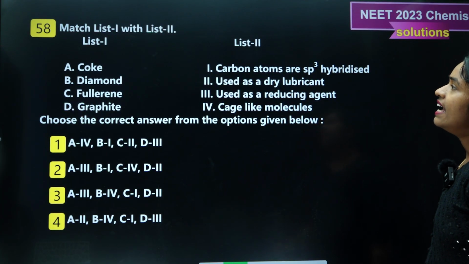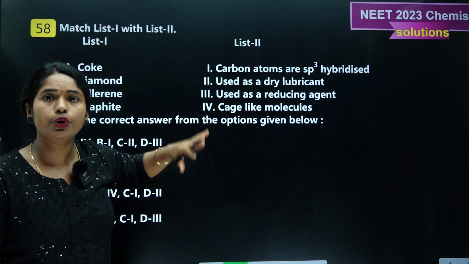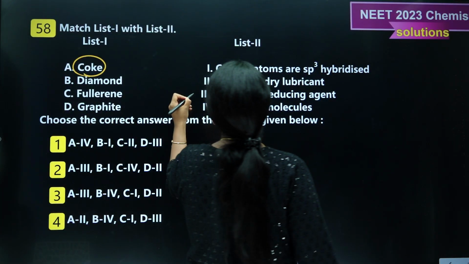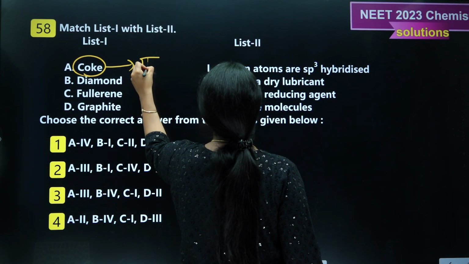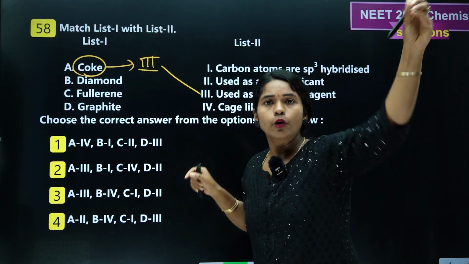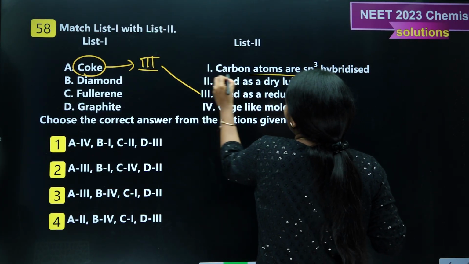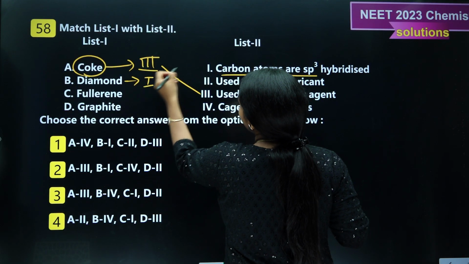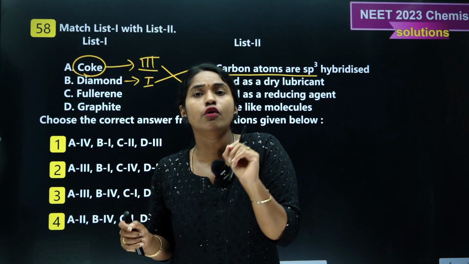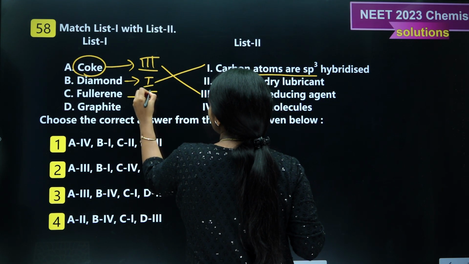See the next question. They're giving list 1 and list 2, and you have to match both. Coke is a very good reducing agent, so for A it is 3. In diamond, every carbon is surrounded by 4 other carbon atoms, so the hybridization of carbon is sp3. Then it is option 1. And fullerenes have pentagonal and hexagonal rings, so they have cage-like structures. So option 4 is the correct answer.